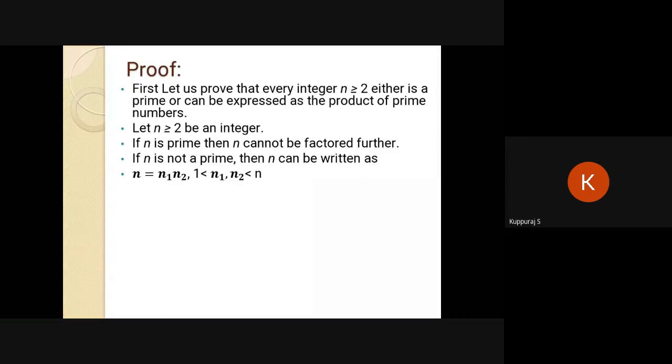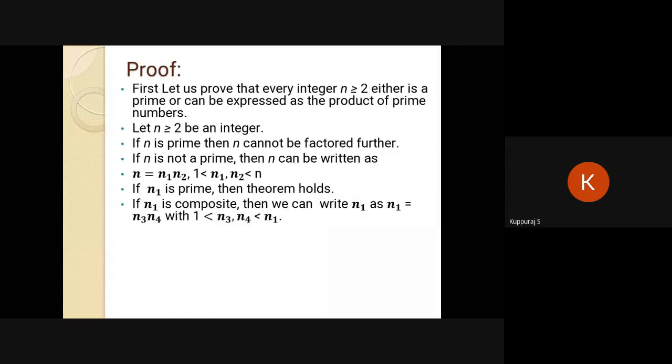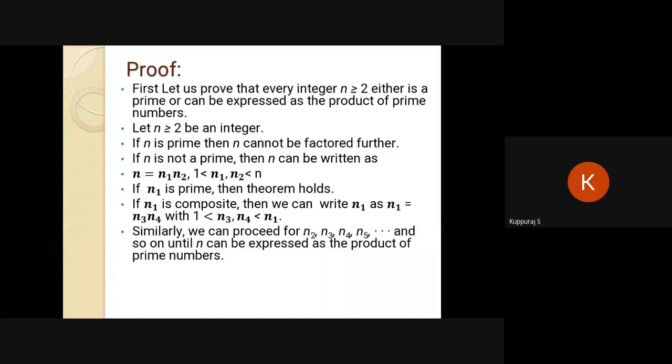Now we can think about n1. If n1 is prime, then the theorem holds good. Nothing to be proved. If n1 is not a prime, that is, n1 is composite, again I can factorize n1 as n3 into n4, where n3 and n4 are greater than 1 and less than n1. Similarly, we can proceed for n2, n3, n4, n5 and so on, until n can be expressed as the product of prime numbers.